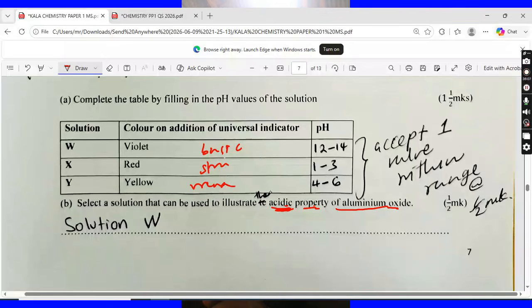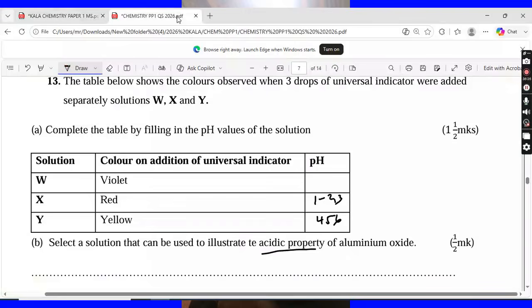Select a solution that can be used to illustrate the acidity property of aluminum oxide. Now, being an acid, then it has to react with the base. So solution W is the correct answer because these are bases. So the aluminum oxide should react with a base to show the properties of acidity.